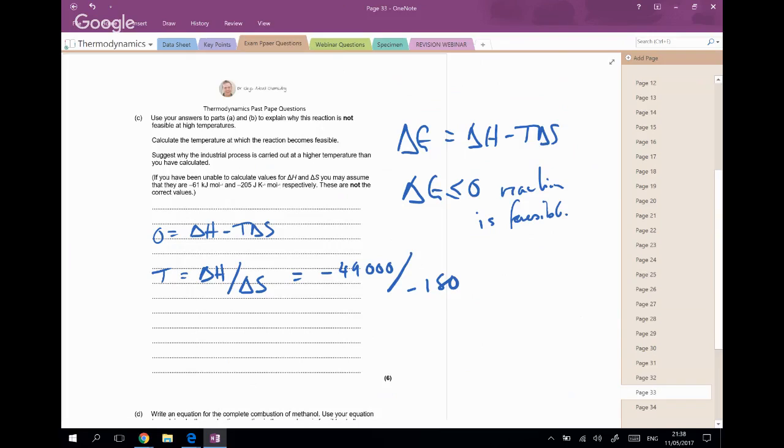As I put those both into my calculator, we should get our value in degrees Kelvin. I put that in and I get a value here of 272 Kelvin.